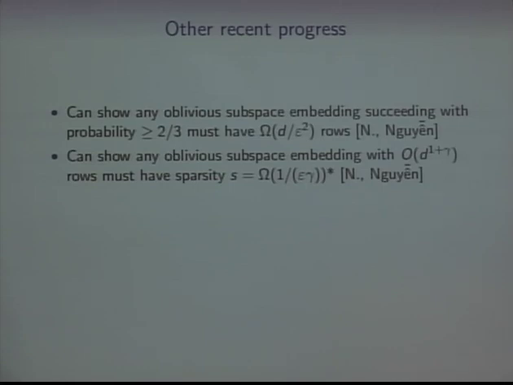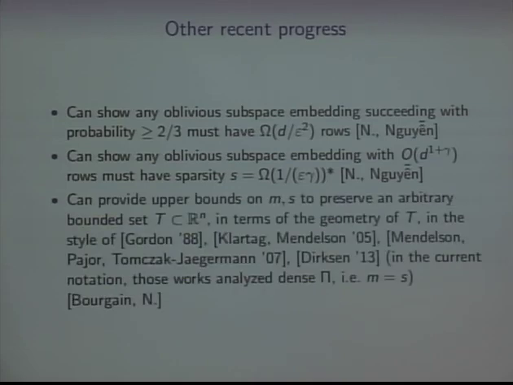So then you could be a little more meta and say, let me prove a master theorem such that if someone gives me a set of vectors T and says, what's the number of rows I need to preserve T and what's the sparsity I need to preserve T, I can just give them an answer in terms of the geometry of T. So that's something that we were interested in, and we are able to provide bounds on the number of rows and the sparsity to preserve an arbitrary bounded set in terms of the geometry.